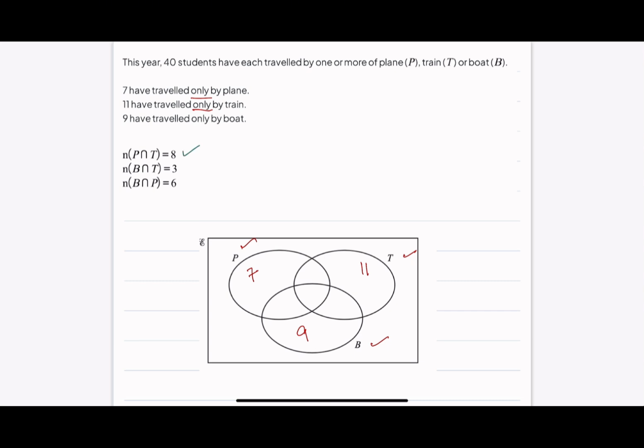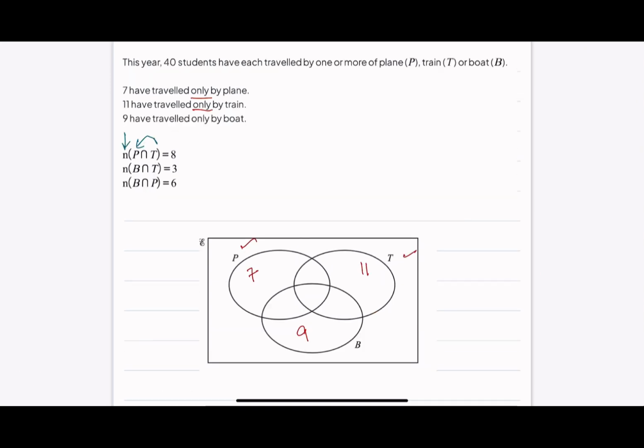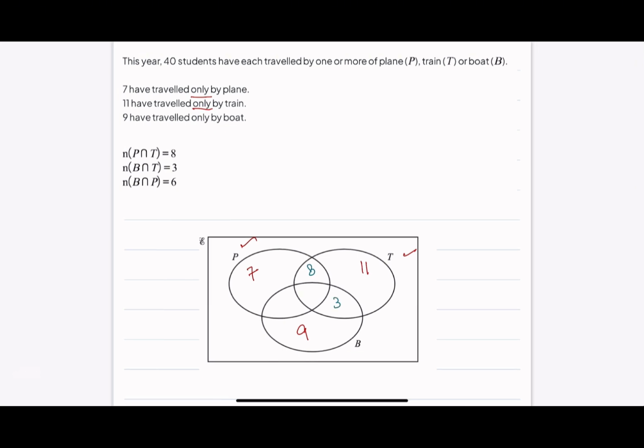Next. This means that the number of elements, as we have already talked about in our previous lectures, n of P intersection T, which means the number of elements that are common between P and T, is 8. So this means that the point of intersection between P and T, people who travel using both modes, is 8. B intersection T is 3, and B intersection P is going to be 6.